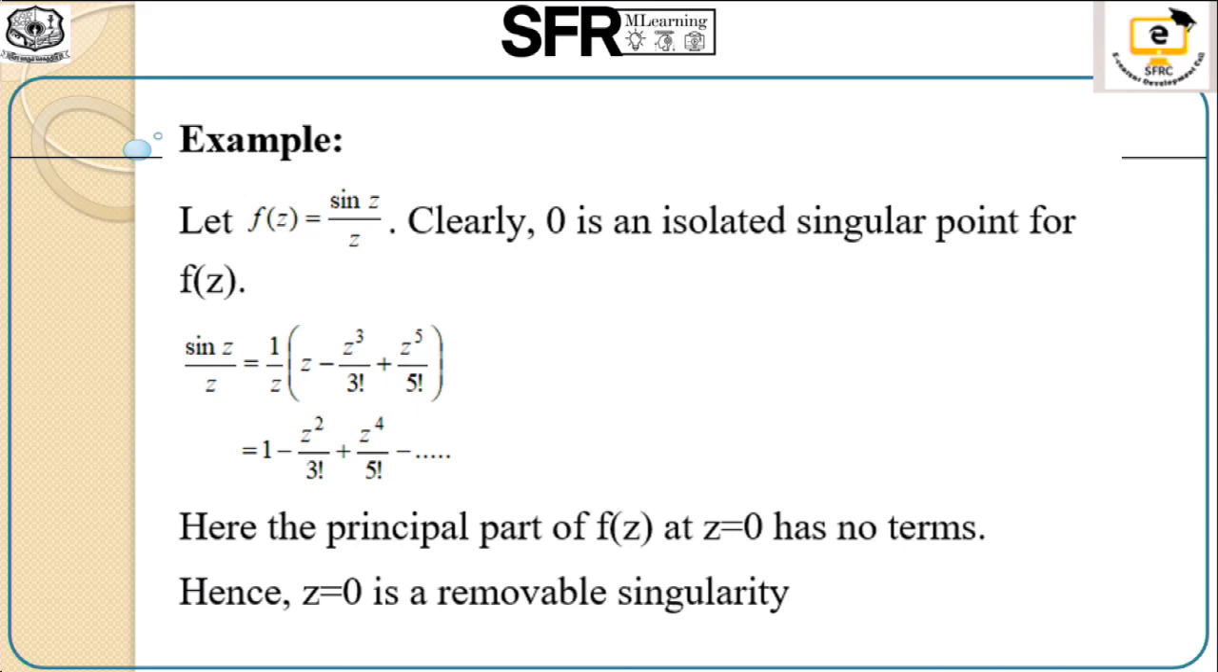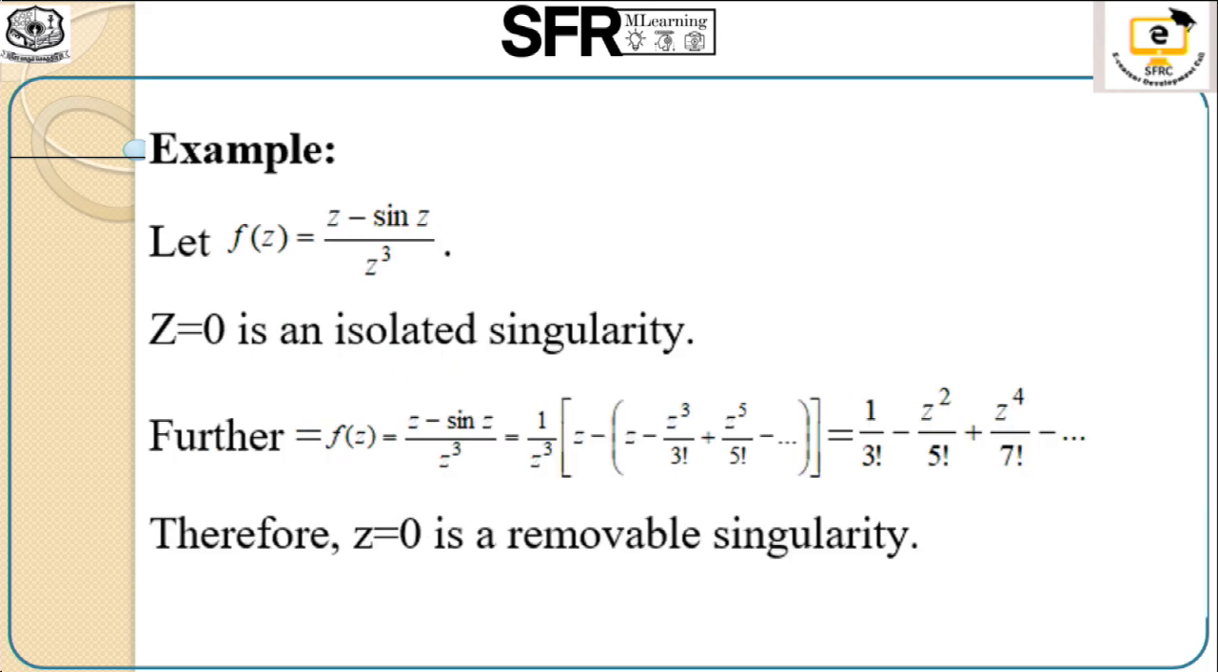So here z equal to 0 is a removable singularity. Let us see another example. f of z is equal to (z minus sin z) by z cube. Here of course the denominator becomes 0 at the point 0 only, so z equal to 0 is an isolated singularity.